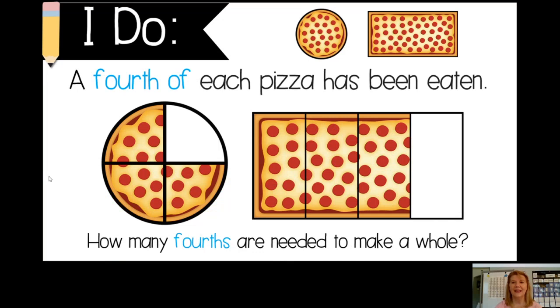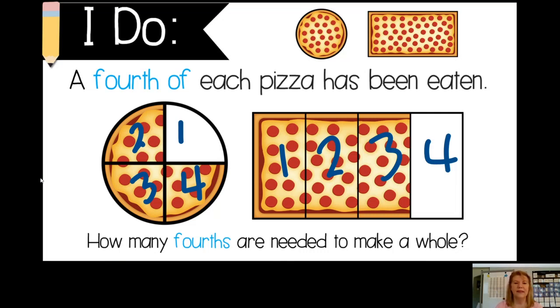A fourth of each pizza has been eaten. How many fourths are needed to make this pizza a whole? We have 1, 2, 3, 4. So we have 4 equal pieces on each pizza. How many pieces are needed to make this a whole? Well, 1/4. 1 out of 4 are needed. And same with the rectangle pizza. 1/4 are needed. 1 out of 4.